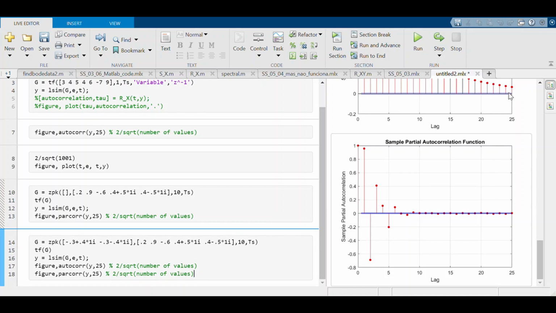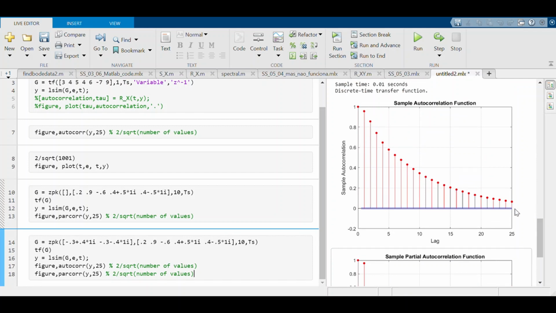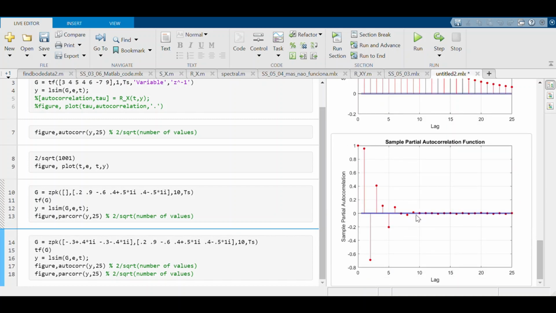Well, this one is clearly above 25. I don't even know how far I would have to go until these values would reach these limits within which we may assume that they are 0. Here we have 10. So if I could find a model with at most 10 parameters, or better still, less than 10 parameters, that equally models the data and has both zeros and poles, then that model would be a good idea.